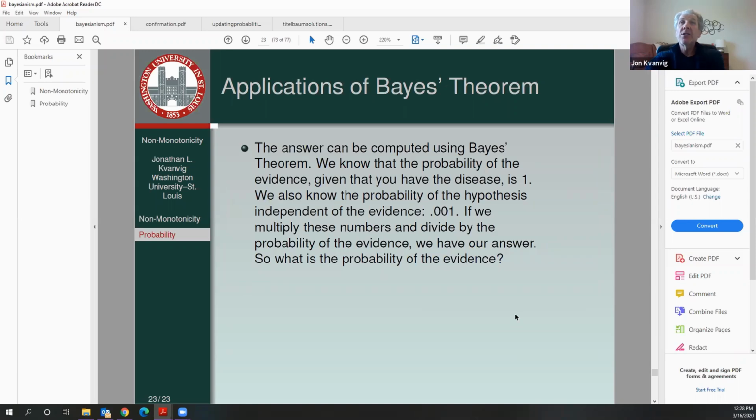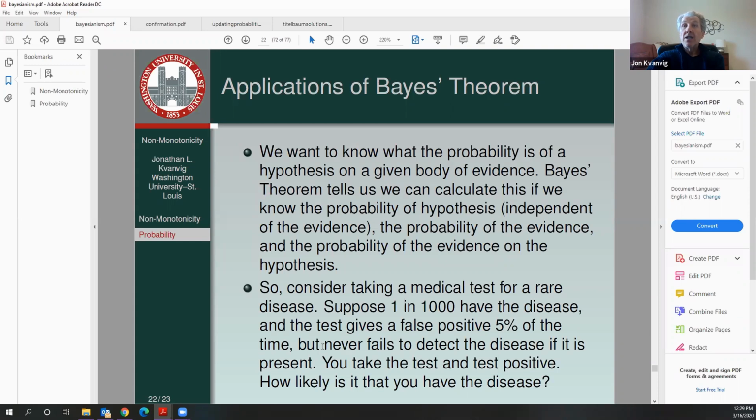Okay, the answer then can be computed using Bayes' theorem. We know that the probability of the evidence given that you have the disease is 1, right? Now, having the disease is the H thing. So the probability of E given H is 1. The evidence, remember, is the test came back positive. The test says you have the disease. Okay, so we know that the probability of that evidence, given that you have the disease, is 1. We know that because we said the false negative rate is 0. It never fails to detect the disease if it's present.